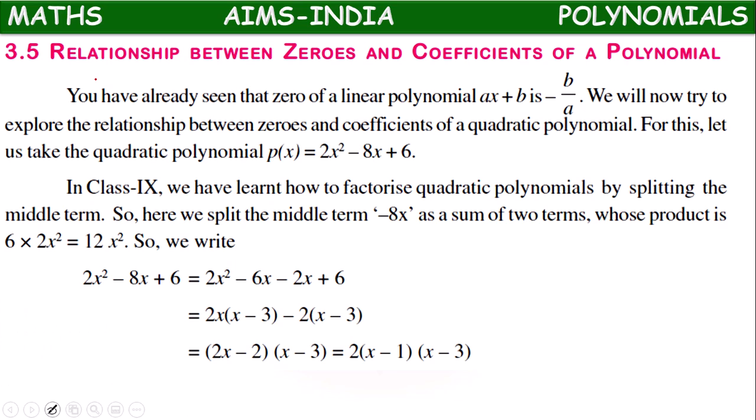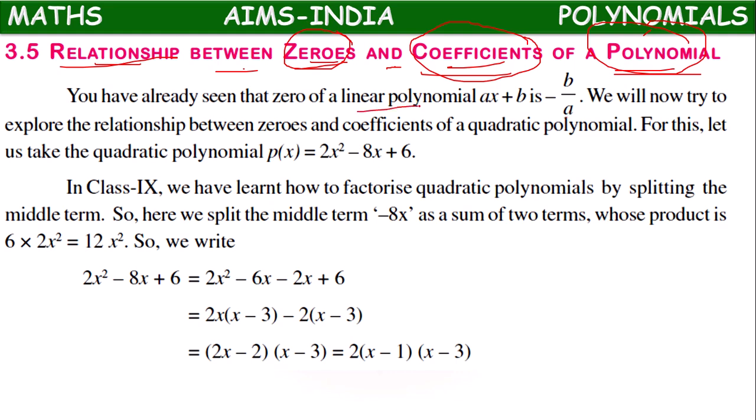Our concept today is the relationship between zeros and coefficients of a polynomial. It may be linear, quadratic or cubic. One by one we will learn. If you have a linear polynomial like ax plus b, its zero will be minus b by a, which we have learnt already.